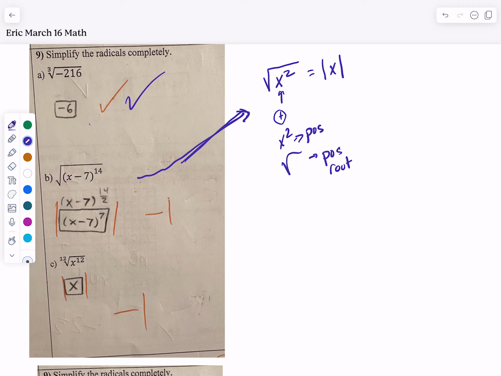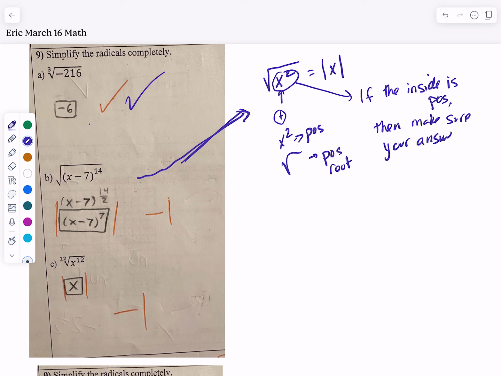There's this game where you always have to be looking at the inside, and if the inside is positive, then you must make sure your final answer is positive. There are a few flavors of this problem, so let's go back and look at this.